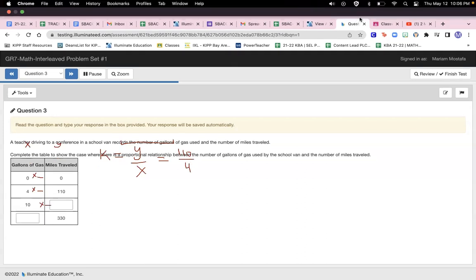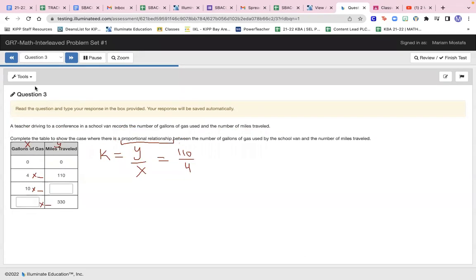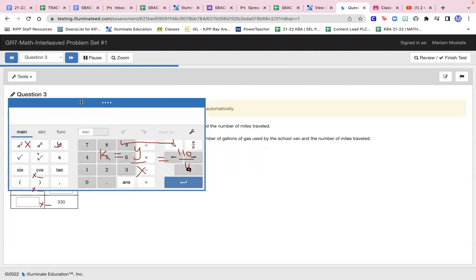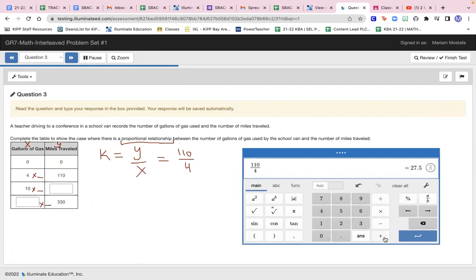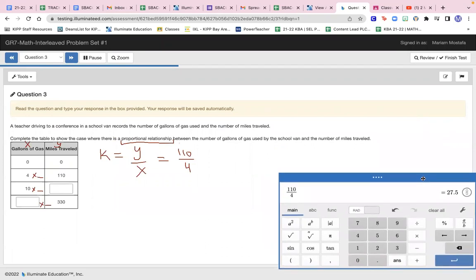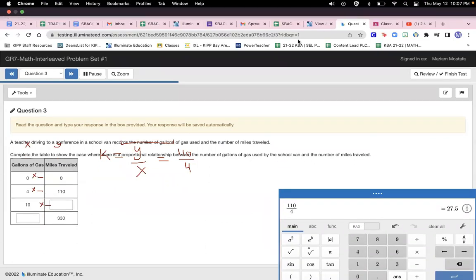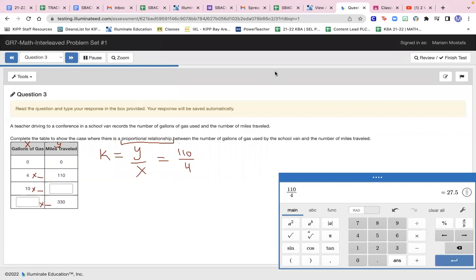Now, if you look, like Illuminate usually will give you tools to work on. So you could use the scientific calculator here. So always check if they give you a calculator at the corner. And we're going to see, okay, I have 110 divided by 4. And it says here the answer is 27.5. And so I'm going to write this is 27.5.